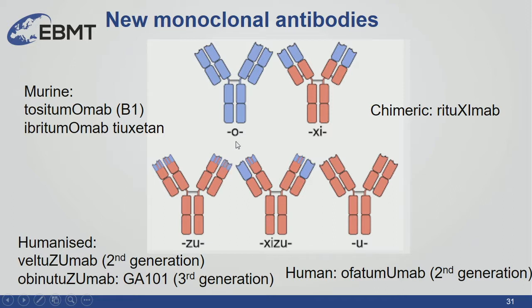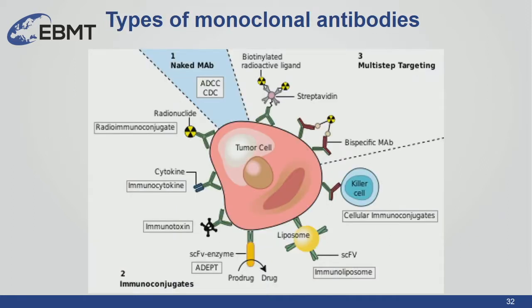human, they have a hint in the name: O, X, Zo, or O as in ofatumumab, although actually this doesn't change much what the indications are for. And in addition, there are different types of monoclonal antibodies depending on whether they are naked monoclonal antibodies such as rituximab, whether they are radioimmunoconjugates such as Bexxar or Zevalin. That means that the monoclonal antibody carries a radioactive particle, and that's what makes the effect, or whether they are immunoconjugates, meaning that the monoclonal antibody carries a chemotherapy drug, for example, brentuximab vedotin.